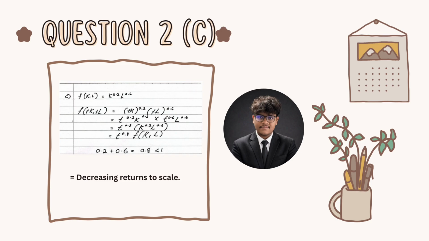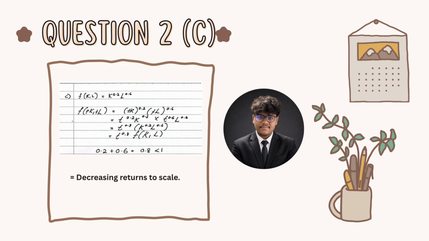To determine the type of returns to scale, I examine the sum of the exponents of capital and labor. In this case, 0.2 plus 0.6 equals 0.8. The decision rule states that if the total exponent is greater than 1, the production function exhibits increasing returns to scale. If it equals 1, it shows constant returns to scale, and if it is less than 1, it shows decreasing returns to scale. Since the total exponent is 0.8, which is less than 1, this production function demonstrates decreasing returns to scale.